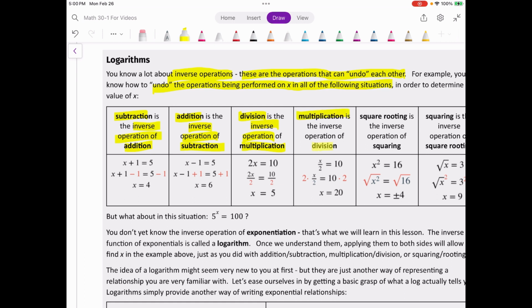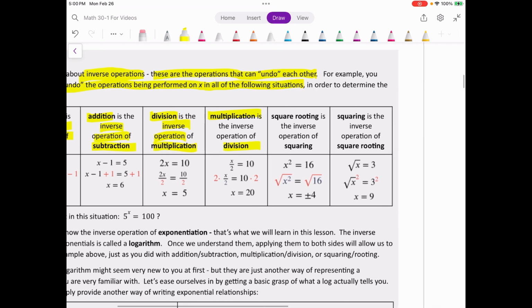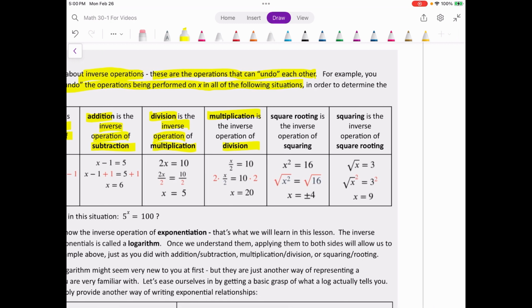Multiplication, inverse operation of division. So look here, X is being divided by 2. We can undo that by multiplying by 2. And we do that to both sides in order to solve for X, right? This is just some algebra skills that you've had in your back pocket basically since you started high school math, even junior high math, right?